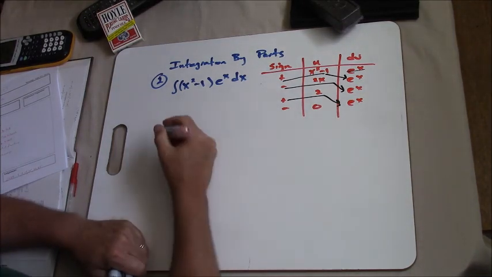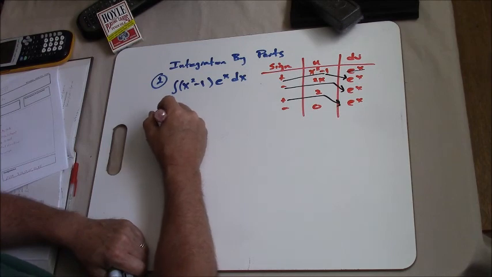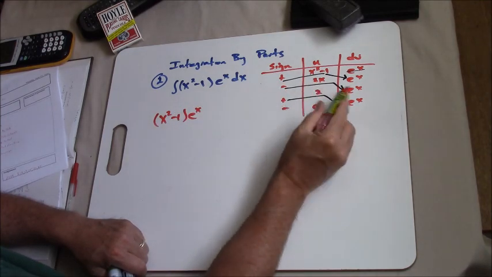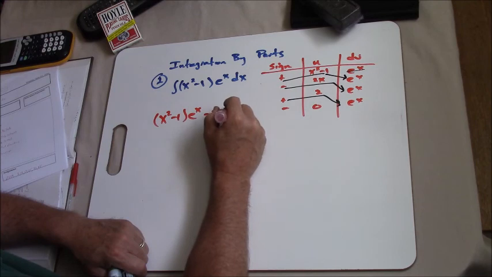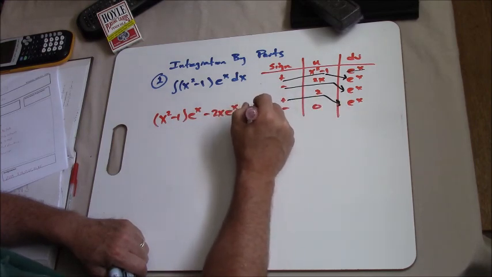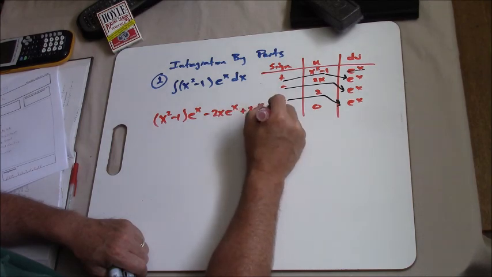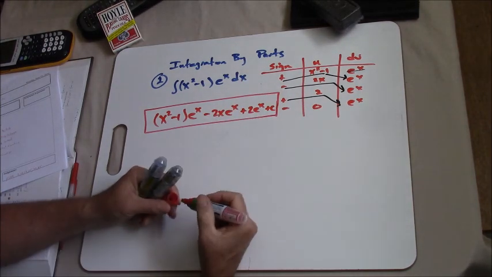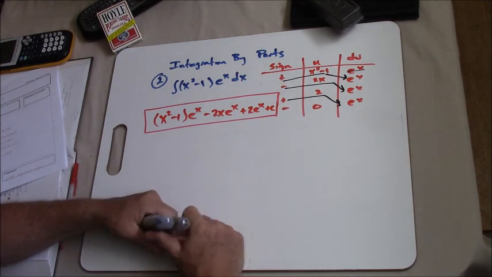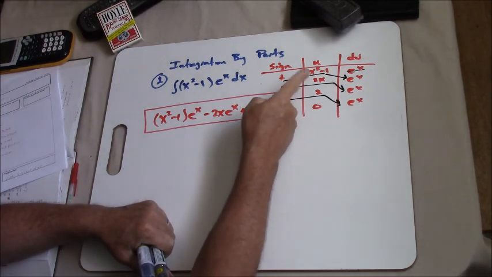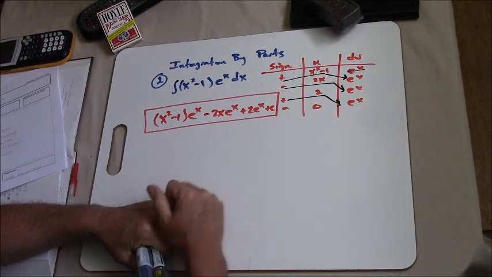All right, so my answer to this integral is x squared minus 1 times e to the x, minus 2x times e to the x, plus 2e to the x, plus c. Don't forget the c value. A lot of times I get asked, it says you have to show your work to get credit. Is this considered showing work? Yeah, that's my work right there. So yeah, that works. All right, let's try another one.